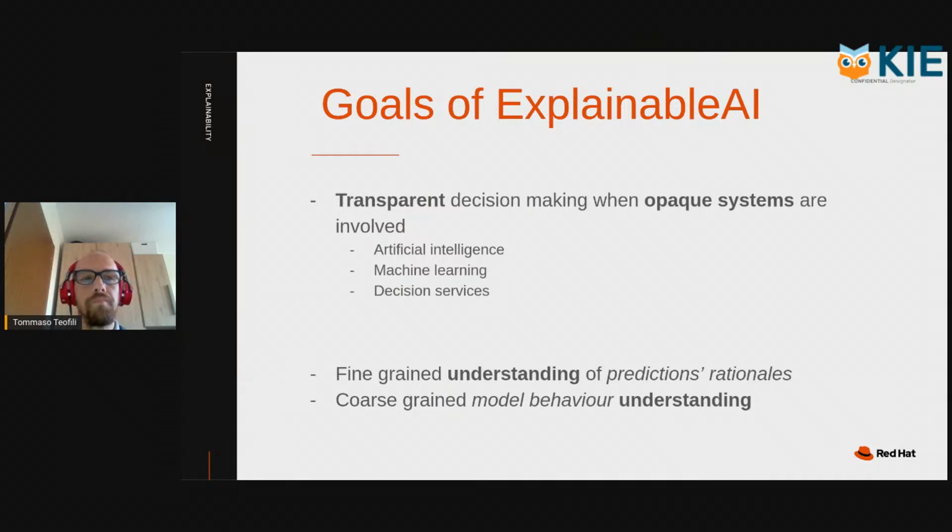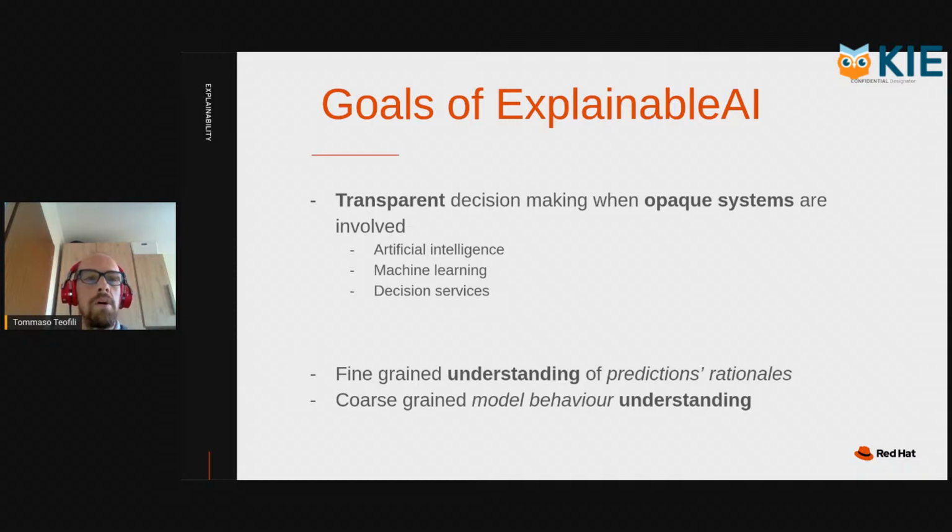Our main goal today is to gain a better understanding of how those systems, which might be a bit opaque to the end user, work internally, or at least to understand the rationale behind their predictions, and also possibly a more coarse-grained behavior of how the model works as a whole, or how the decision service works as a whole, not just on a single prediction. These are the main goals of Explainable AI.